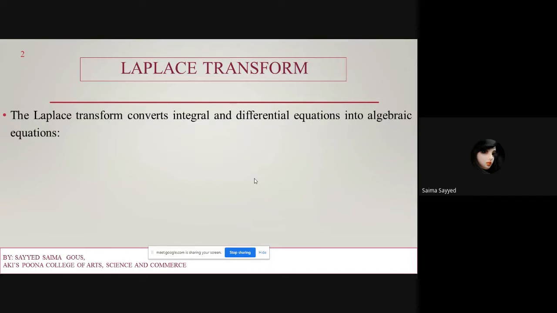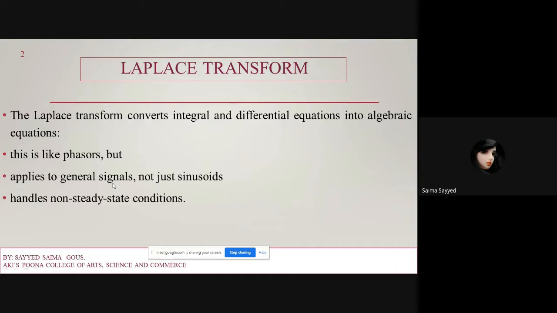Laplace transformation converts integral and differential equations into algebraic equations. This is nothing but a phasor, but a phasor is only used for sinusoidal waves. Here, Laplace can be applied to general signals also, not only sinusoidal, and it handles non-steady state conditions also.